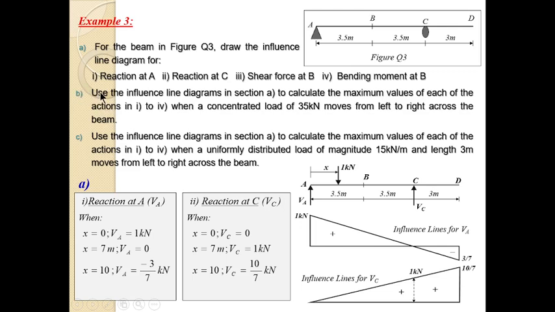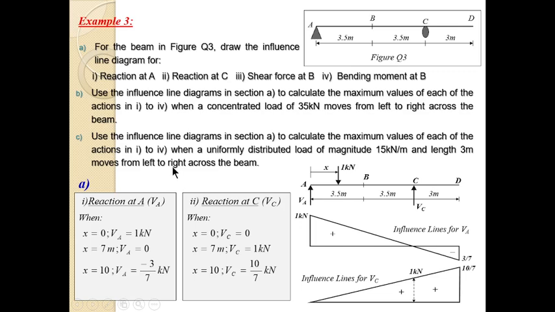So the big question says use the influence line diagram in section A to calculate the maximum values of each of the actions in 1 to 4 when a concentrated load of 35 kilonewton moves from left to right across the beam. And part C says use the influence line diagrams in section A to calculate the maximum values of each of the actions in 1 to 4 when a uniformly distributed load of magnitude 15 kilonewton per meter and length 3 meters moves from left to right across the beam.